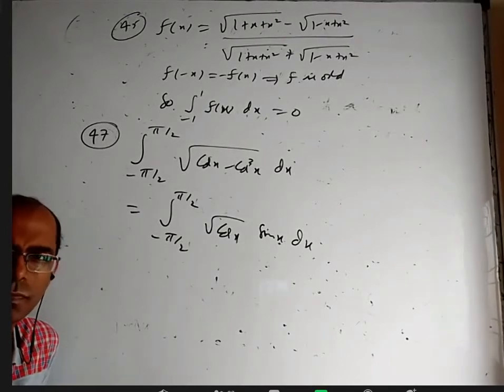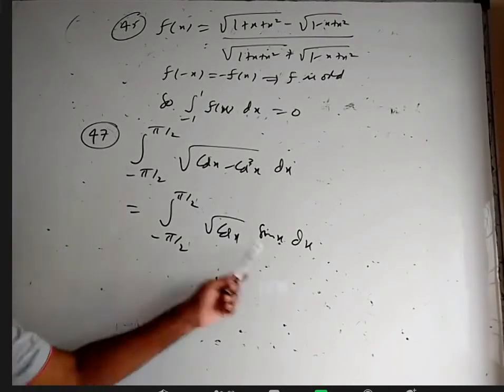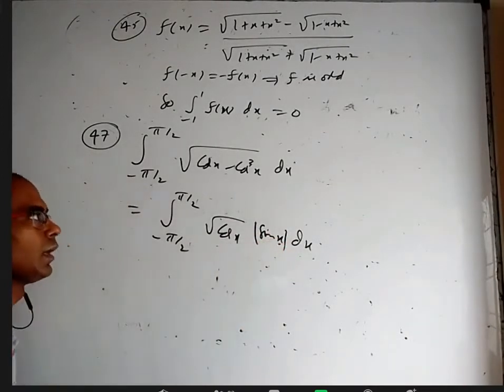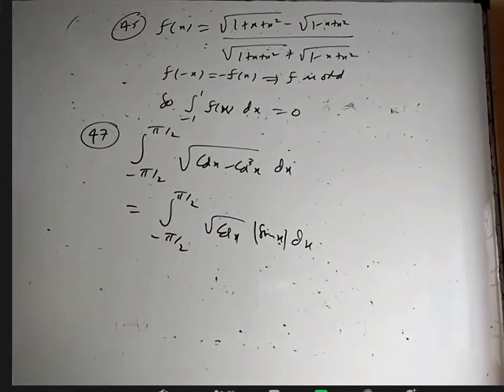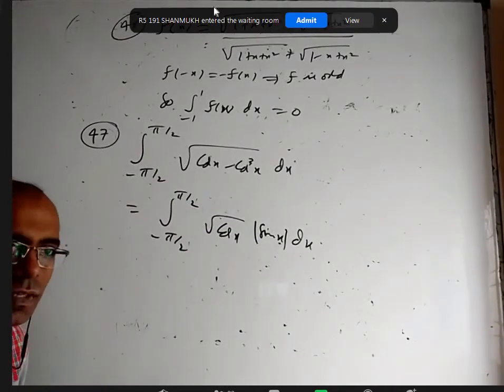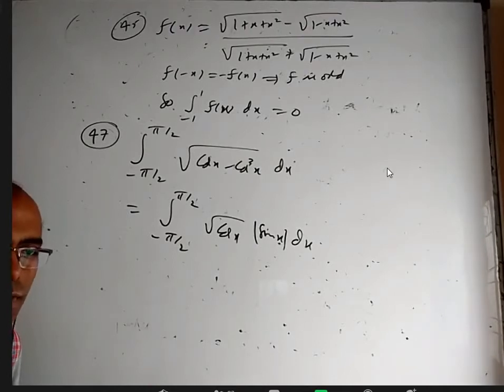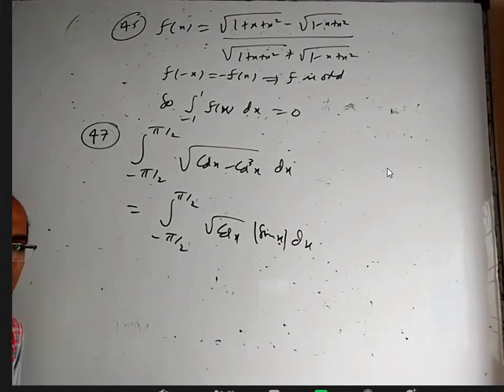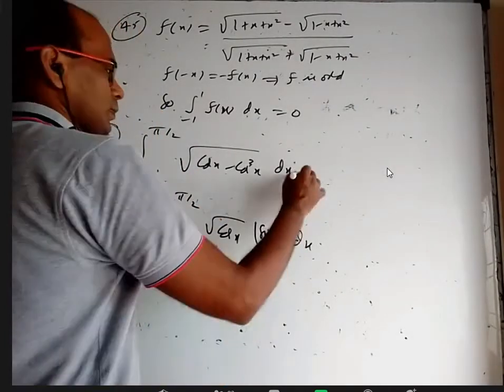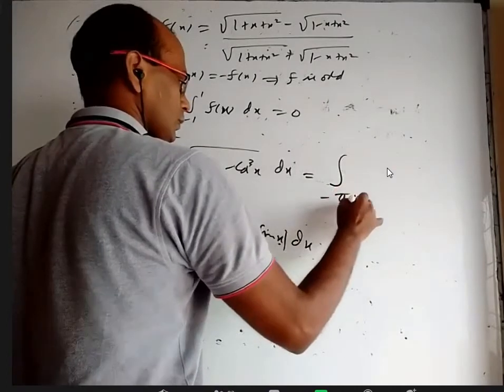It should be mod sin x. Yeah, root of sin square x is not sin x. It is mod sin x. And the root of something is always positive. So how can it be an odd function? If something is always positive, it cannot be odd, because an odd function is positive for some values and negative for other values. Right? Okay, so when you take cos x common, you'll get 1 minus sin square x.